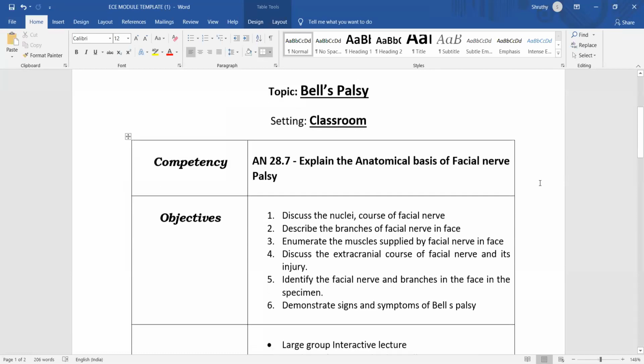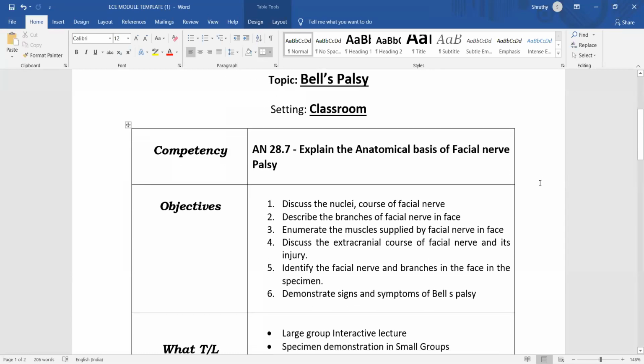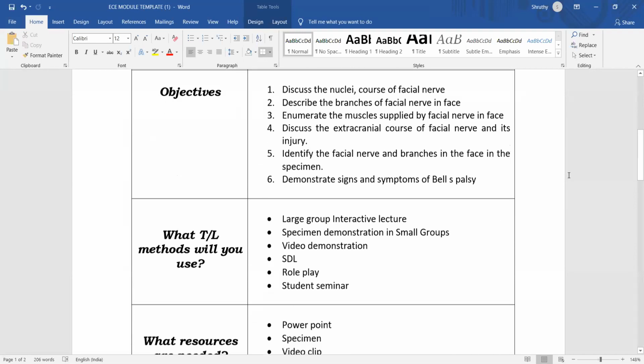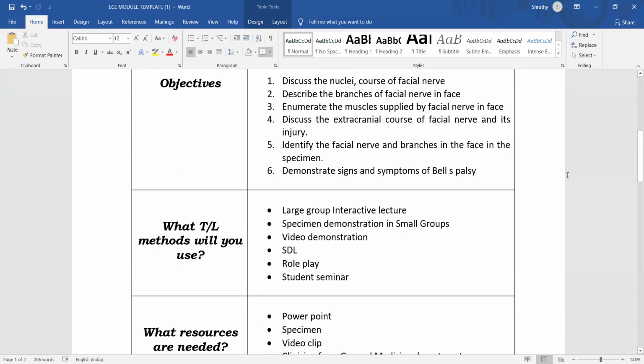So we could pull out the objectives from this competency as discuss the nuclei course of facial nerve, describe the branches of facial nerve in face, enumerate the muscles supplied by facial nerve in face, discuss the extracranial course of facial nerve and its injury, identify the facial nerve and branches in the face in a specimen, demonstrate signs and symptoms of Bell's palsy.